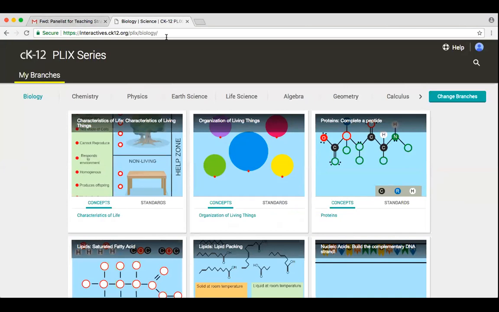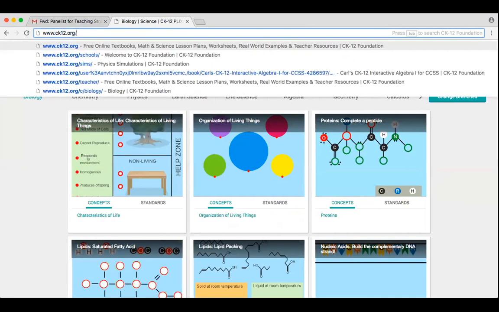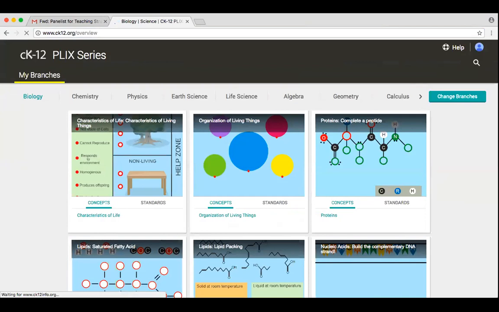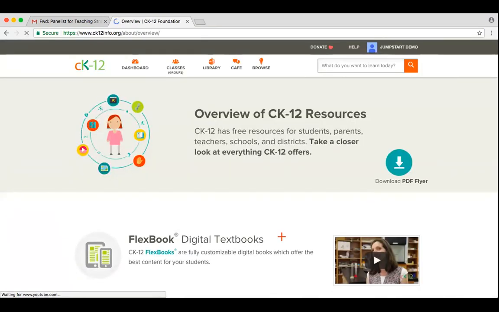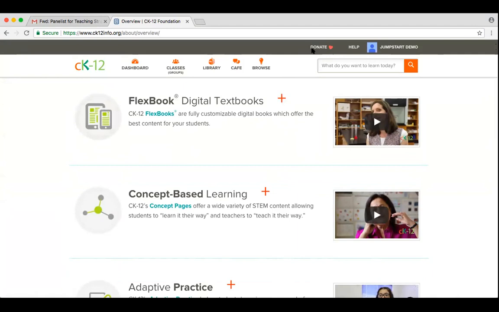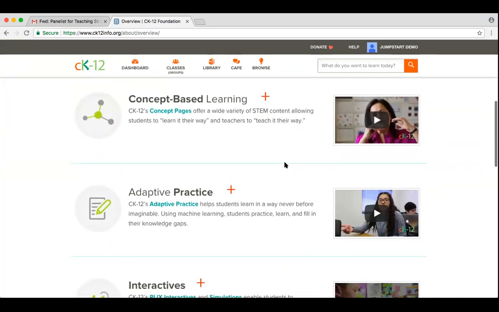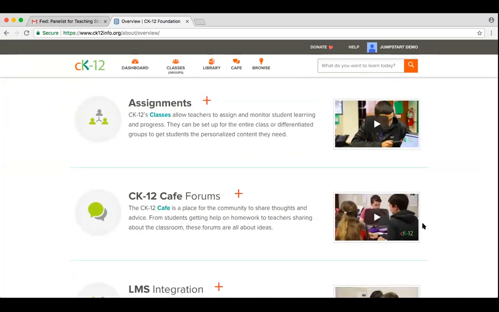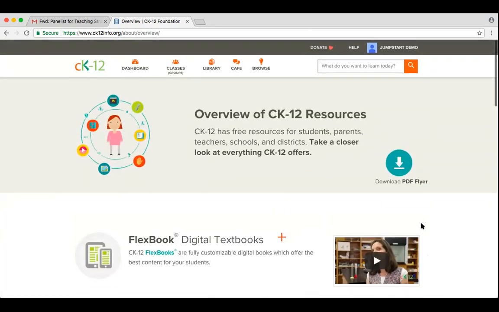Finally, I'm going to keep showing you little shortcuts here if they help. One of my favorite ones is ck12.org/overview. This is a great URL that you can share with your peers and colleagues, which then has a great overview page of all the exciting resources you've been learning about this week. There's a 2-minute video that Lindsay and her team put together for each resource. If you take a look at these, especially the adaptive practice one, trying to get more people involved with that, the interactives, how to create assignments, the forums, all the LMS integrations, all that information is here, including an easy to download PDF flyer about CK12 that has all this content on it. So I encourage you to use the overview page to do that.